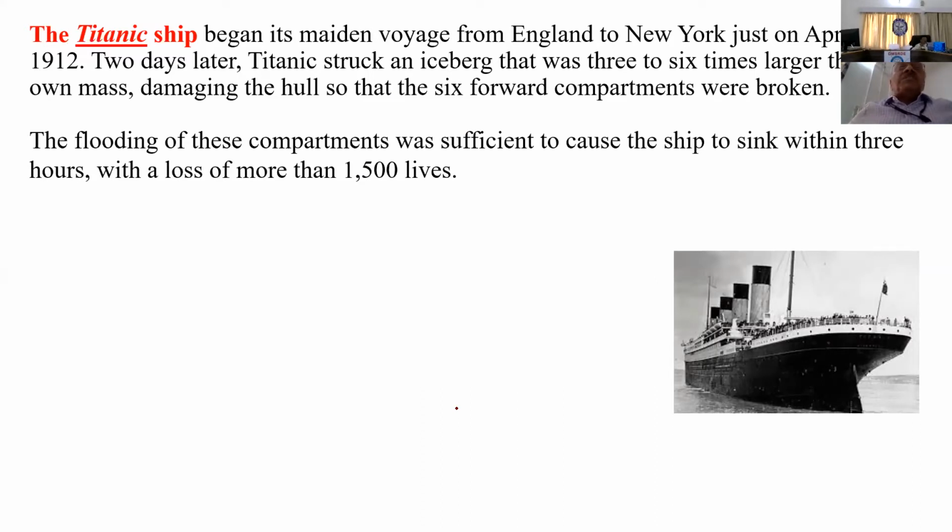At that time, the Titanic was the golden standard for luxury liners. However, 2 days after it started the journey, it struck a huge iceberg. Its size was considered to be some 3 to 6 times the size of the ship itself. When it collided with this huge iceberg, it damaged the hull and several forward compartments were broken. Water entered and the flooding in the compartments was enough to cause the ship to sink in a matter of a few hours, and close to 1,500 lives were lost.